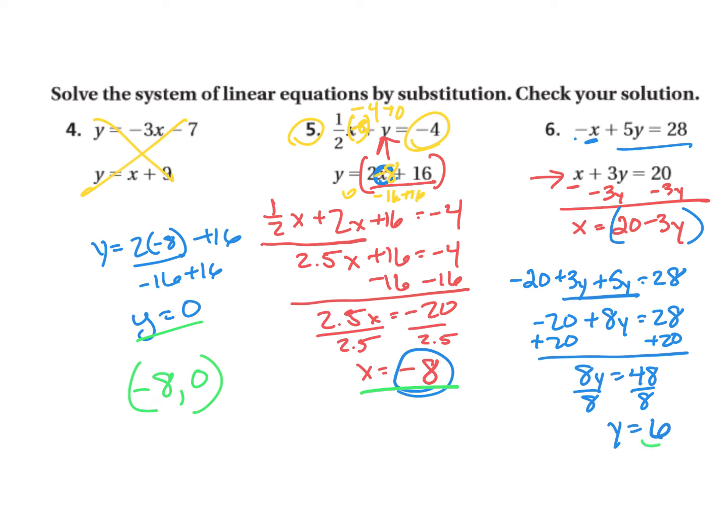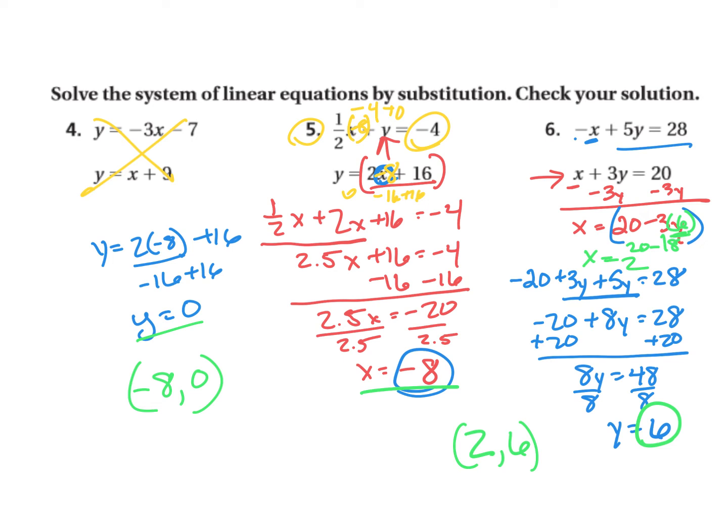So if we plug this 6 now in for this y, 3 times 6 is 18. So 20 minus 18, x equals 2. So our solution is (2, 6).